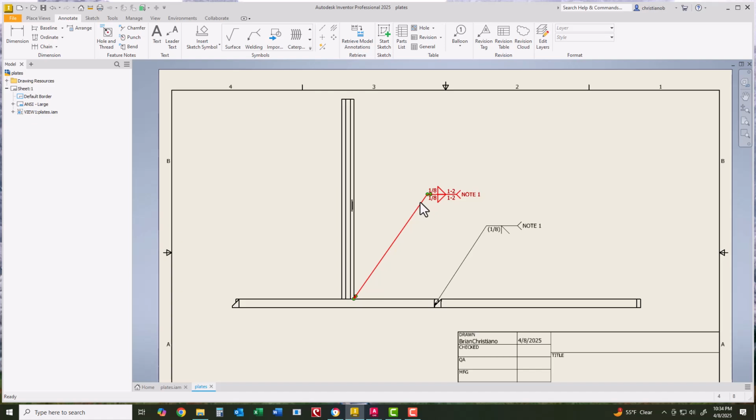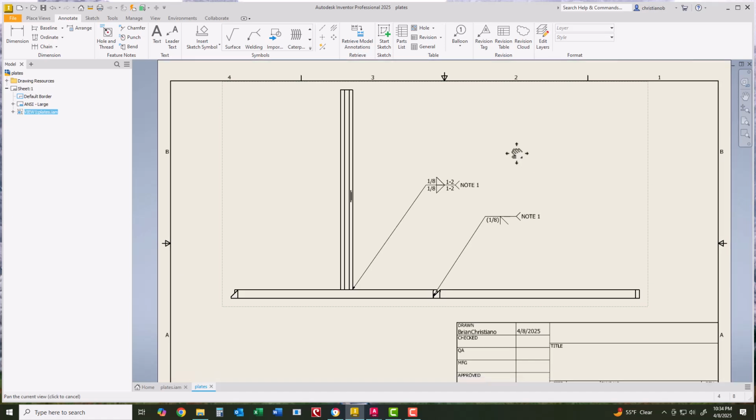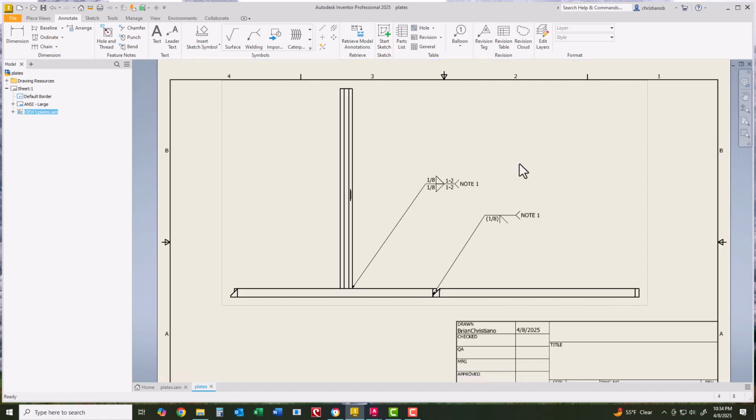And that's all I've got for this. This is the quick and dirty welding tutorial to help you out, and I hope you have a nice day.